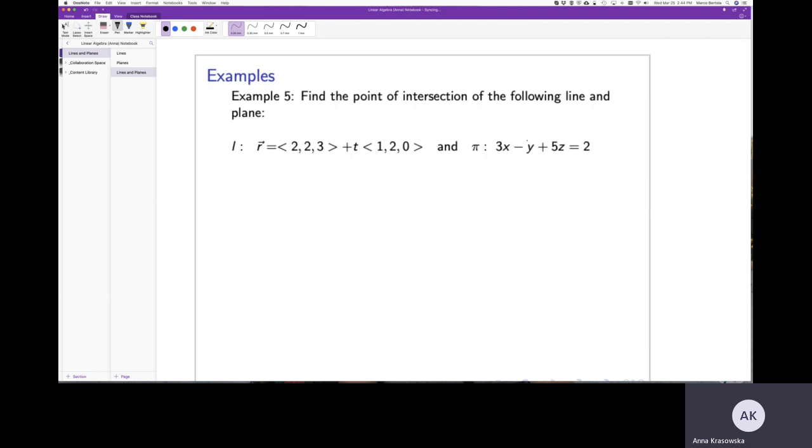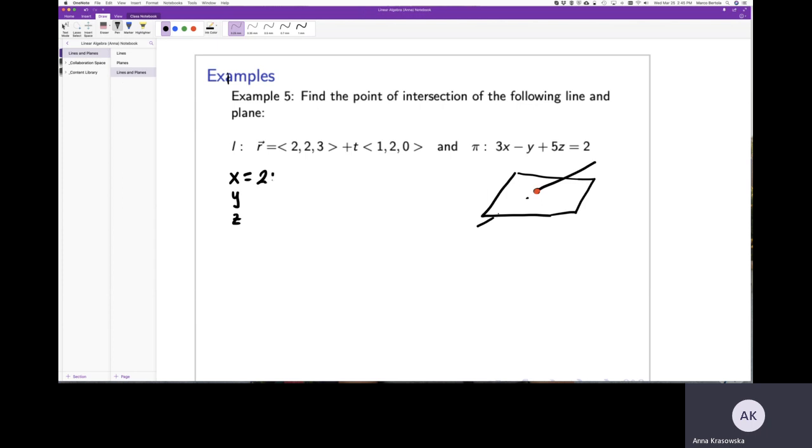A picture of that. I don't know where to put it. Okay, maybe here. So if we have a plane and a line that will intersect, the intersection would be a point if they intersect. Sometimes if they're parallel, they would not intersect. So we need to find x, y, z that belongs to the line and belongs to the plane.